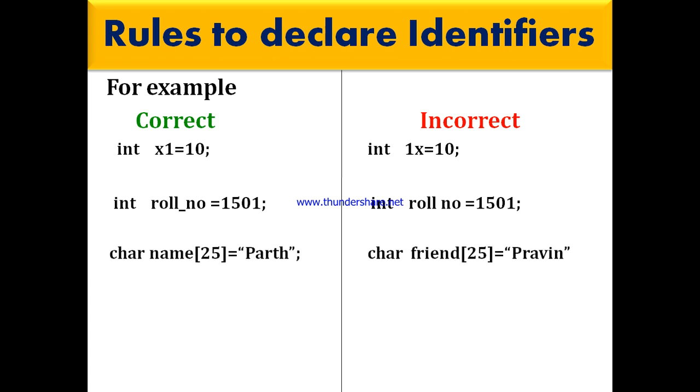More examples. In this example, we have taken a variable name as name, and here we have taken a variable name as friend. As we saw in the list of keywords, friend is a keyword. So this keyword cannot be used as a variable name. It is an incorrect declaration of identifiers. We must follow all these rules while creating an identifier.